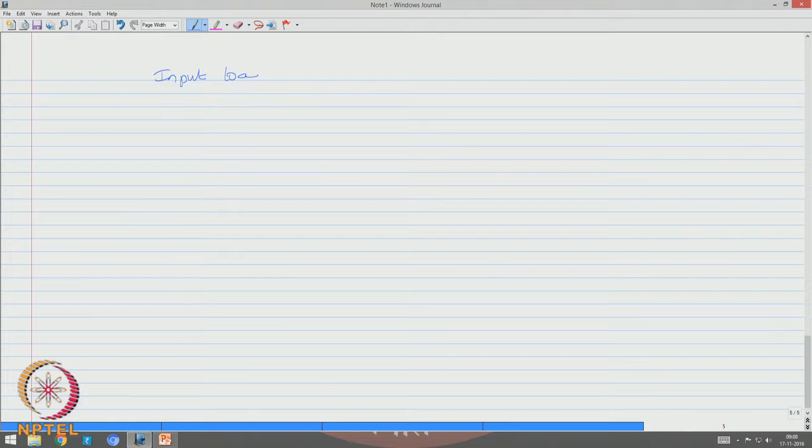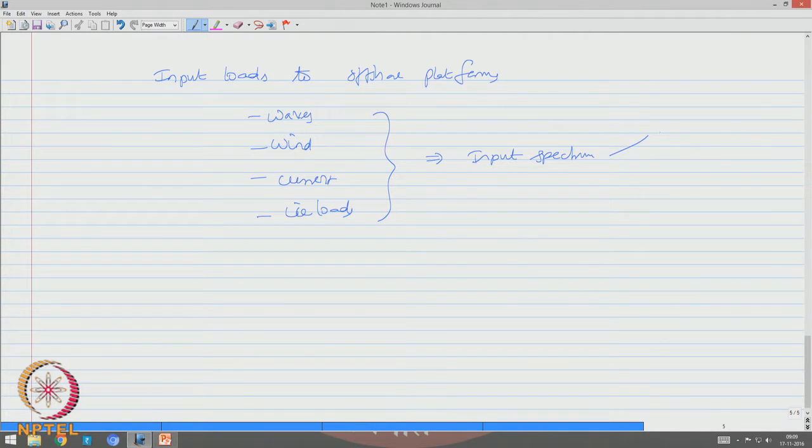So, friends, we have been discussing the input loading to offshore platforms, be it waves, be it wind, be it current, be it ice loads. We will also further discuss earthquake loads, extremely high sea wave loads, etc. in the coming lectures. All these are discussed in the form of input spectrum. So, we have force spectrum, which is considered as an input for the analysis.